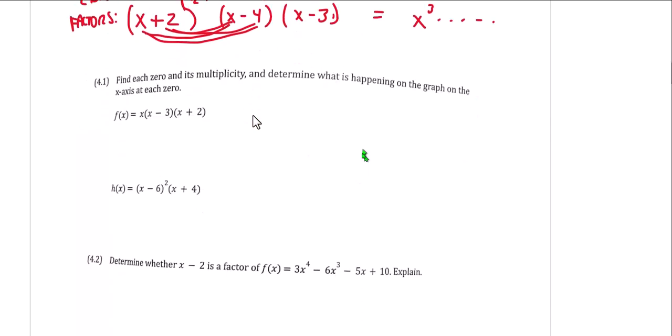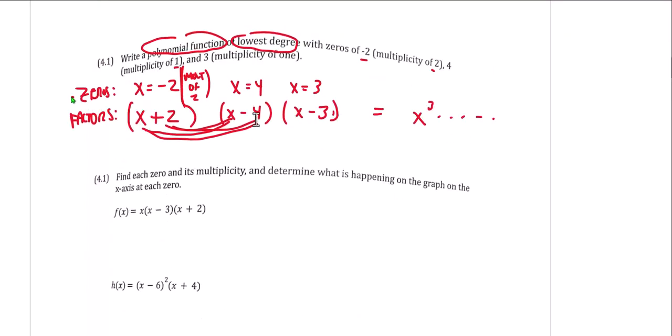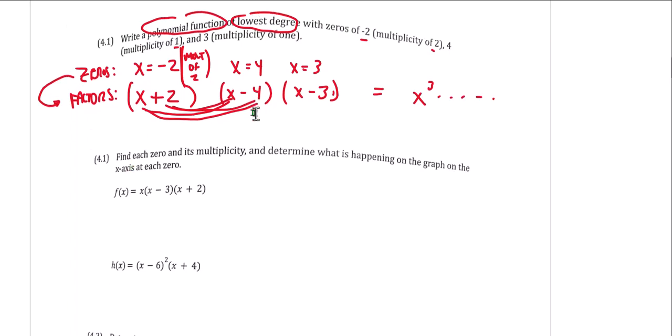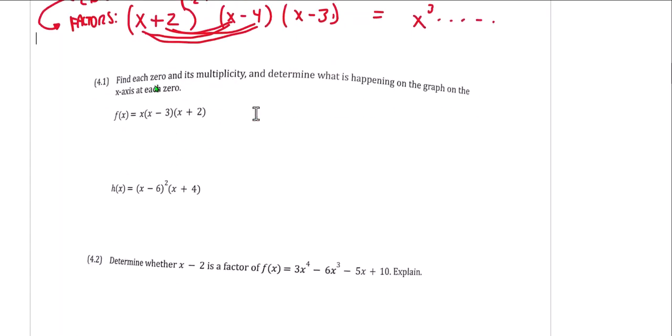The next 4.1 example here: find each zero and its multiplicity. So in the previous example, we were given zeros and we needed to work our way to the factors. On this subsequent example, we need to go from the factors that are given. We're given some factors here, and we need to find the zeros and their multiplicities, and then we also need to describe what is happening on the graph at each zero. So let's start with finding each zero.